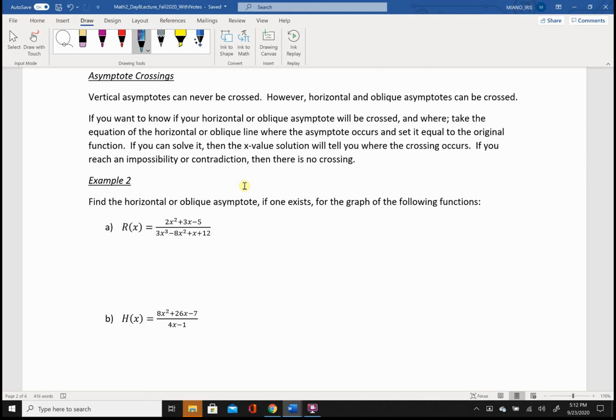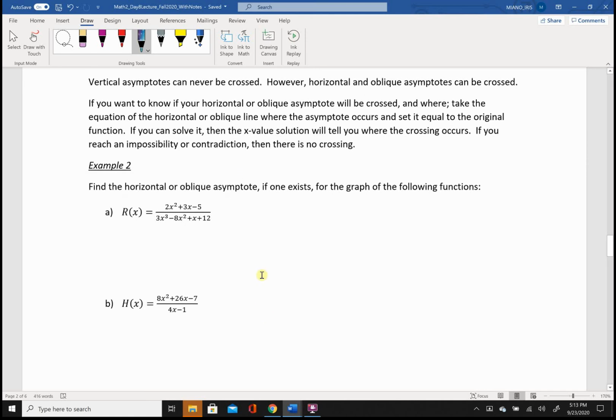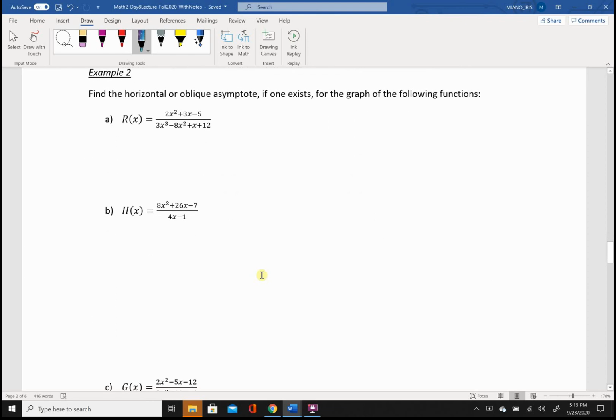So just to be clear, your trajectory could cross a horizontal or an oblique asymptote. It doesn't necessarily have to, and the way that you figure out if it does or not and where is to set your horizontal or oblique asymptote equal to your original function and solve accordingly, if possible. Okay, so here is our second example, and it has several parts. So we're going to test 4 different functions for either a horizontal or oblique asymptote if it exists. Okay, and figure out what it is.